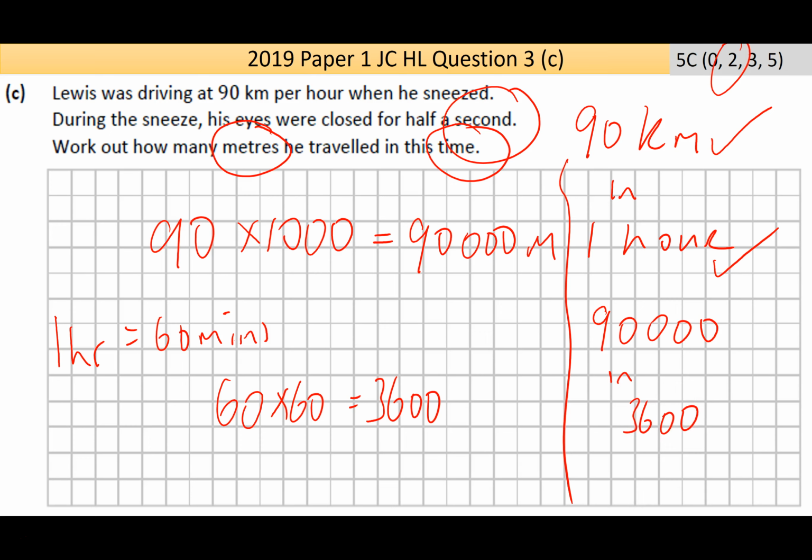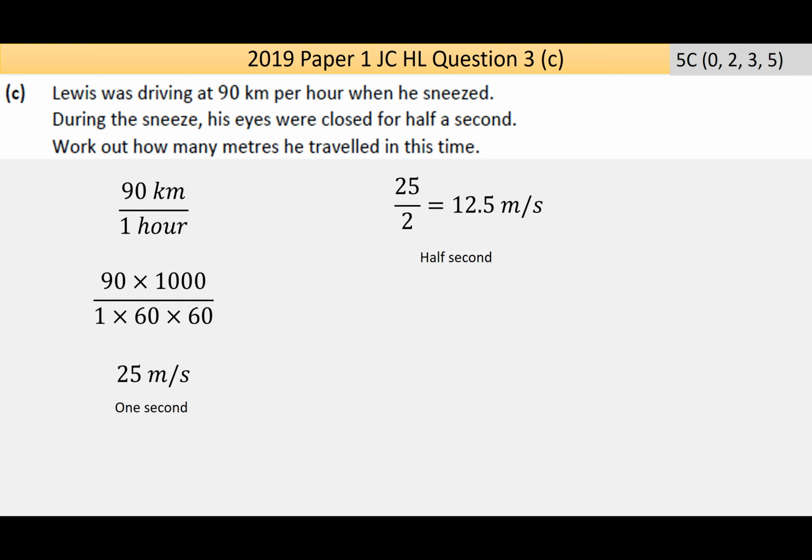Now how much do you travel in half of that? We divide both things. So half of 90,000 is 45,000 in 1,800 seconds. So how many meters did you travel in that? You're going to divide the two. Let's go straight to the answer over here. I've done it slightly differently: I multiplied by the 1,000 up here, did that calculation, and just divided them in, and you go straight to your answer. I put the numbers into the calculator.